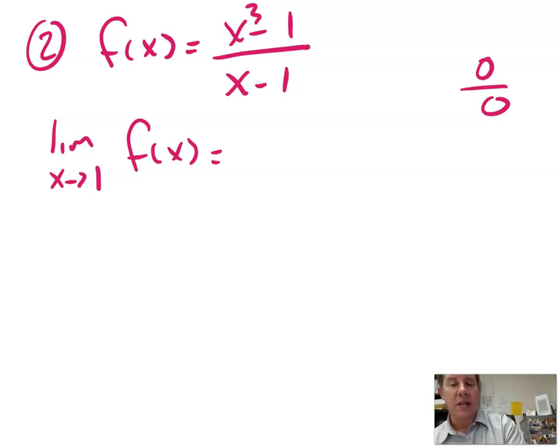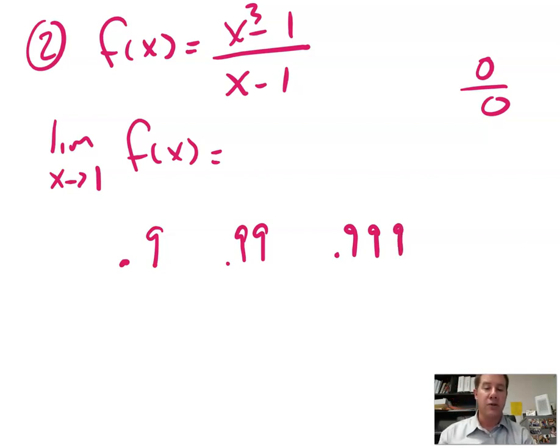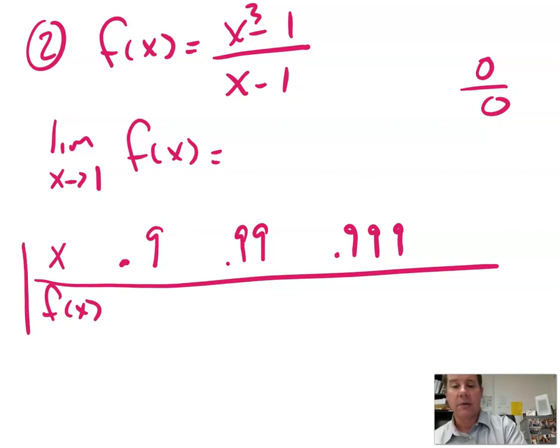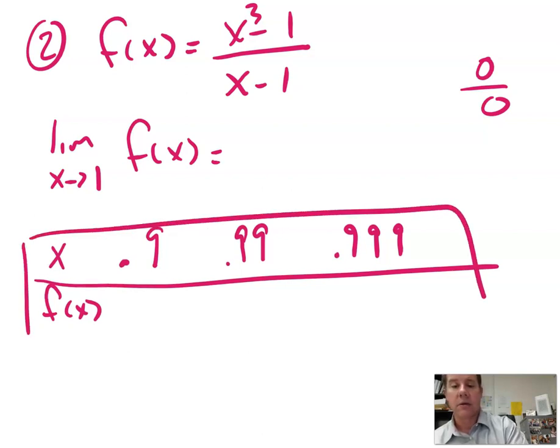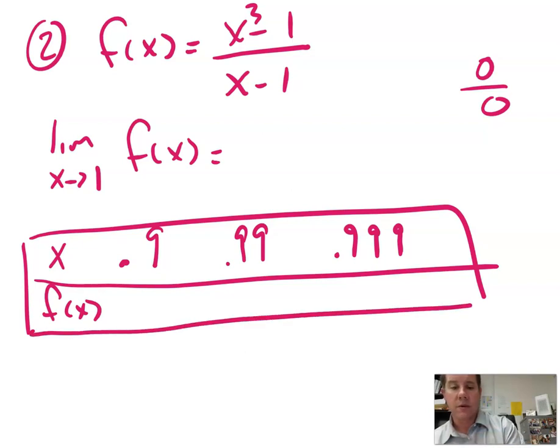So what I'm going to do is analyze this two-sided limit from the left and the right, but I'm going to do it numerically. If I want to do it at 1, values that are close to 1 might be like 0.9, 0.99, 0.999. See how I'm getting closer and closer to 1 from the left-hand side? And I can make myself a little table, and I could go find those values.